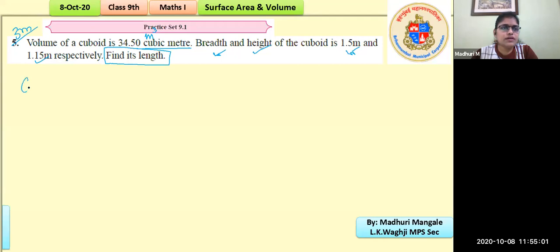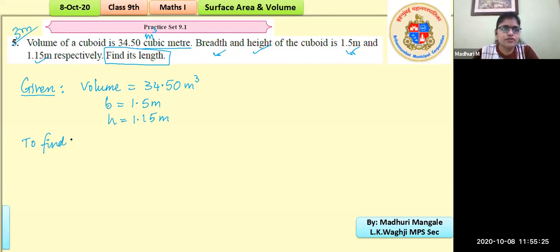So start with what is given. What are we given, students? We are given volume. So volume equals 34.50 meter cube. We are given the breadth. Breadth equals 1.5 meters. We are given the height. So h equals 1.15 meters. And what are we asked to find? We have to find the length, right?